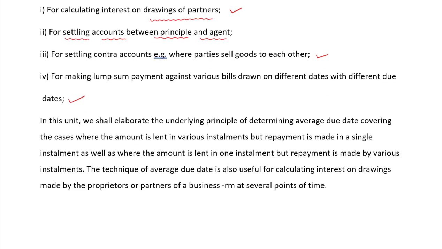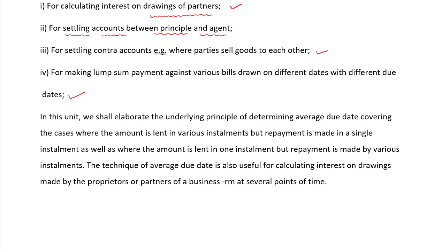In this unit, we shall elaborate the underlying principle of determining average due date, covering the cases where the amount is lent in various installments but repayment is made in a single installment, as well as where the amount is lent in one installment but repayment is made by various installments. The technique of average due date is also useful for calculating interest on drawing made by the proprietor or the partner of a business firm at several points of time.